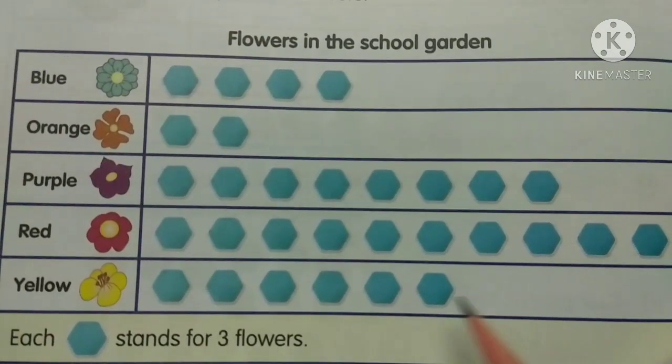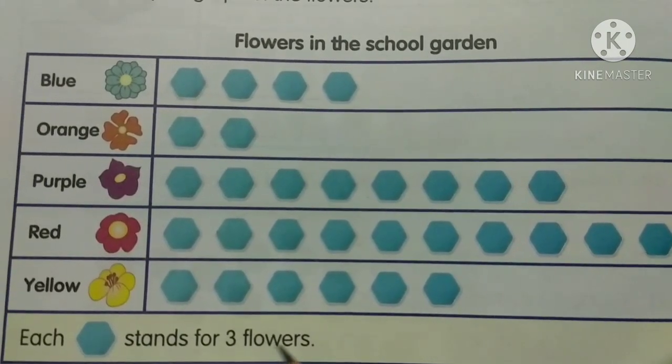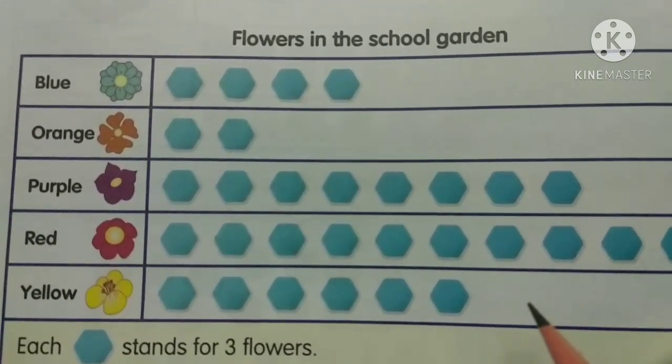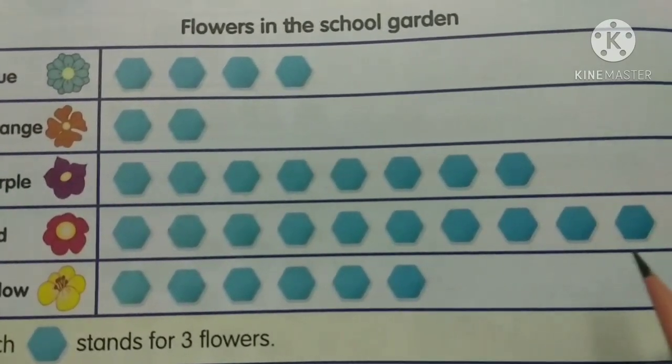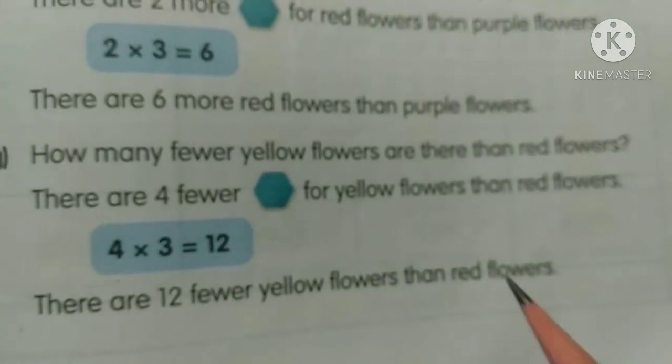It means this one figure represents 3 flowers. Here there are 4 figures less. See, there are 4 fewer of this figure for yellow flowers than red flowers. 4 fewer, 4 less. This one represents 3. 4 into 3, 12. There are 12 fewer yellow flowers than red flowers.